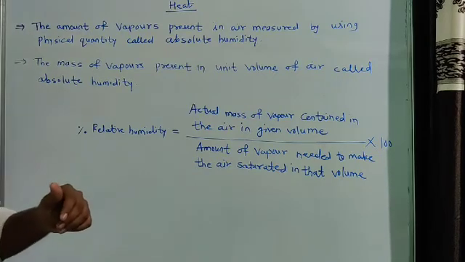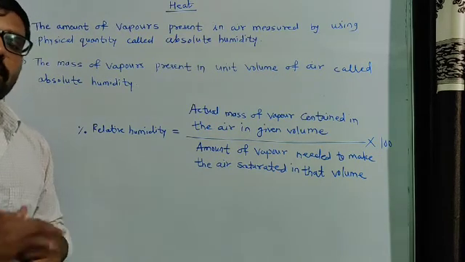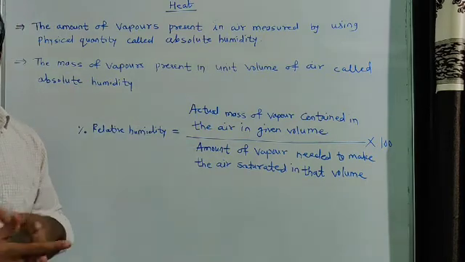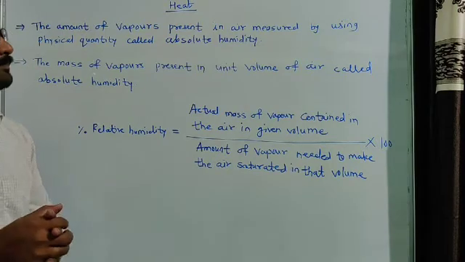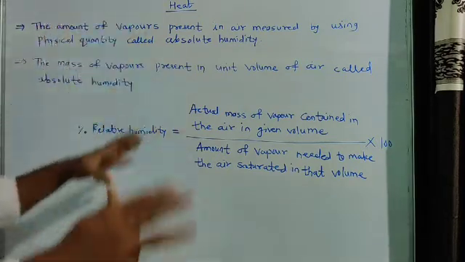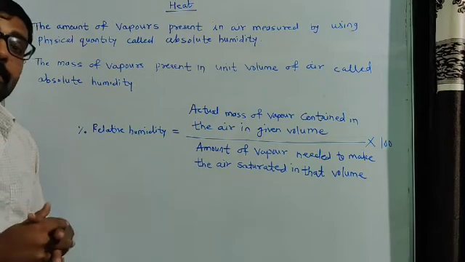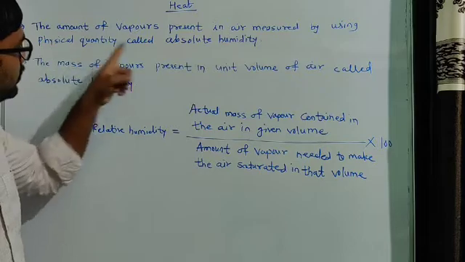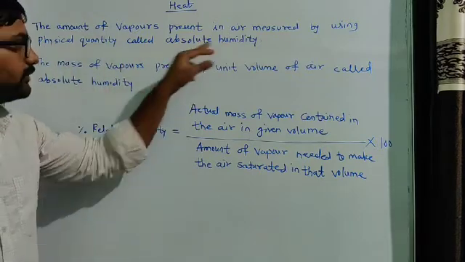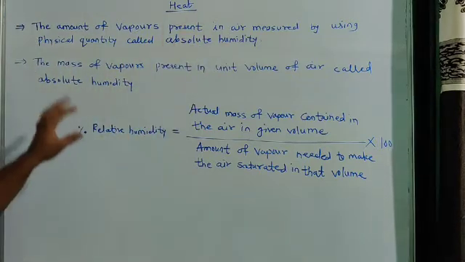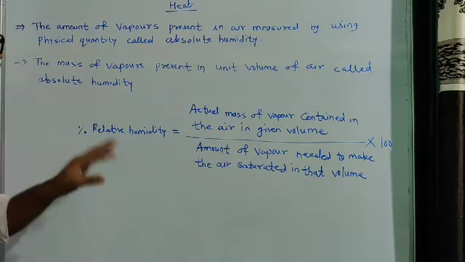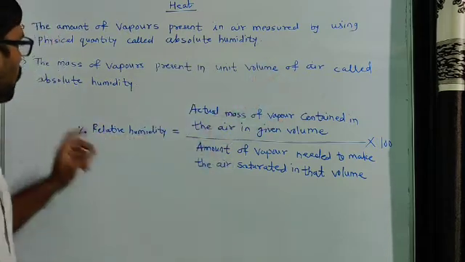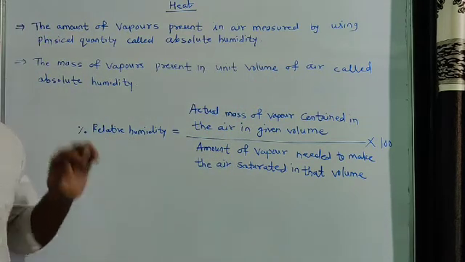If you want to measure how much water vapor is present in a given fixed volume of air, then the amount of water vapor in a given volume of air is measured using this quantity called absolute humidity. So what is absolute humidity? Actually, the mass of vapors present in a unit volume of air is called absolute humidity.